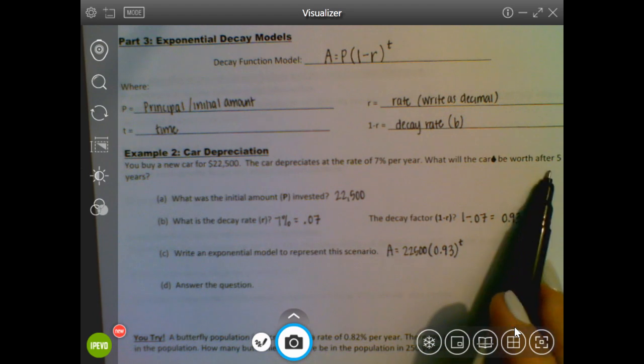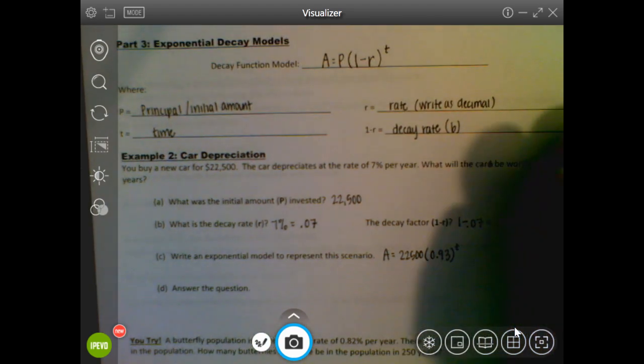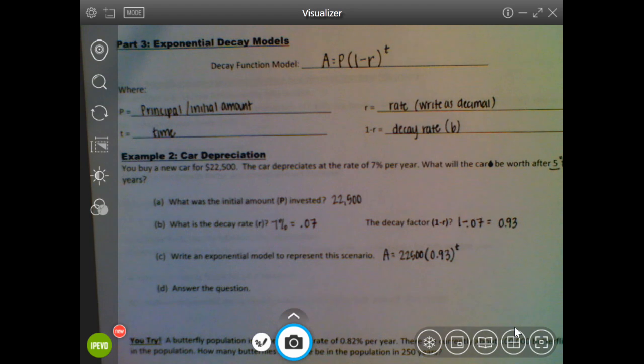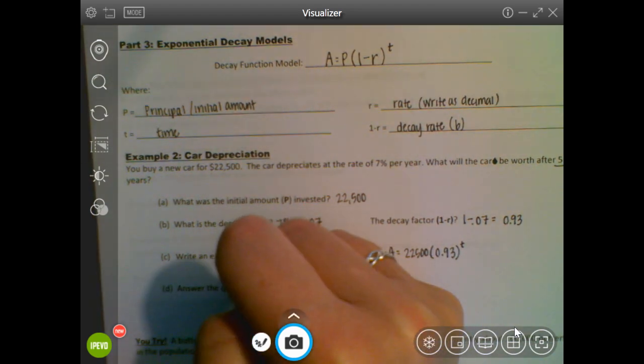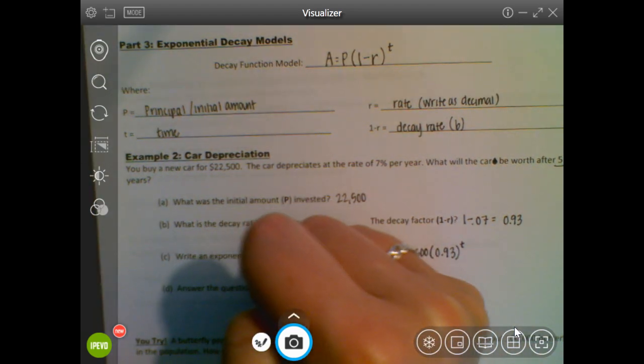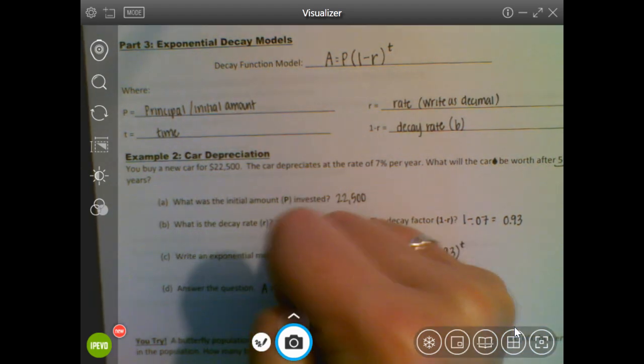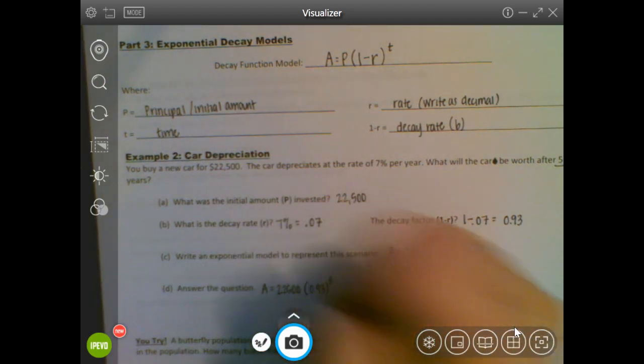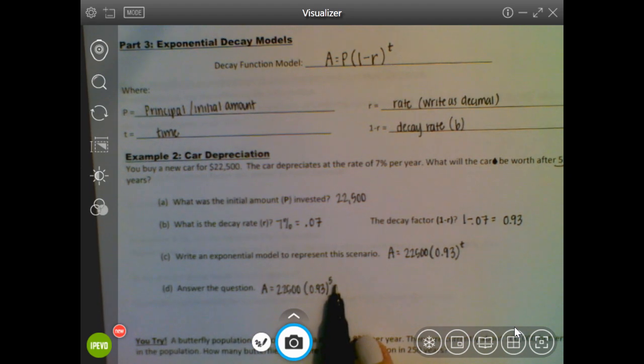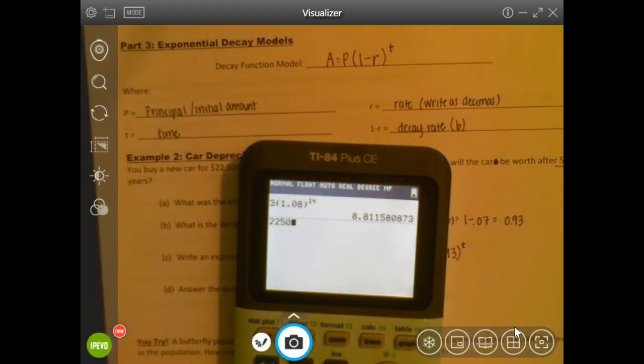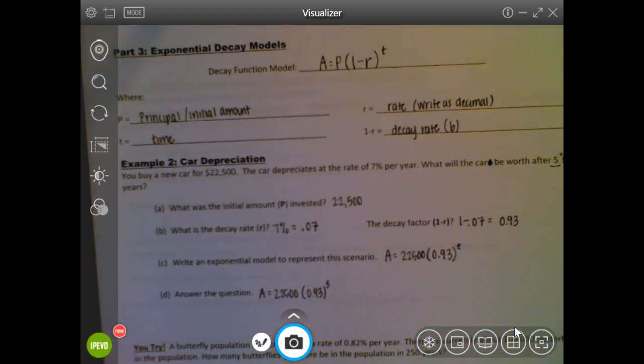And then I want to answer the question. Well, I want to know what the car is going to be worth after 5 years. So here's my t. A is going to be equal to 22,500 times 0.93 raised to the 5th power, because that's the amount of time that I'm looking at here. And that looks like after 5 years, my car is going to be worth around $15,652 and about 99 cents.